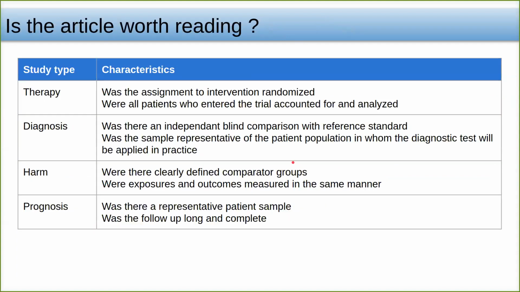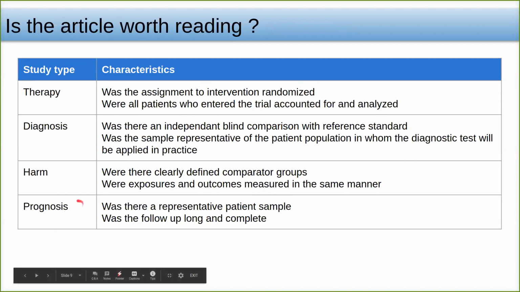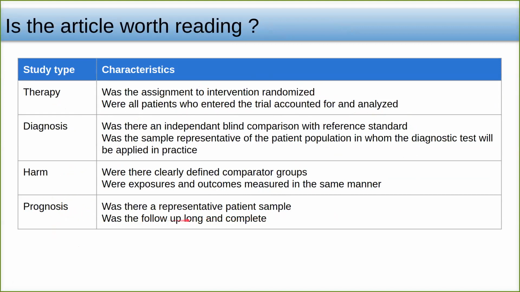There are a few other key things that you can see. For example, in therapeutic research, you can see whether the intervention was randomized and if all the patients who entered the trial were accounted for and analyzed. In diagnostic studies, you should basically see if there is an independent blind comparison that was done with the reference standard. Studies which relate to harm, usually observational studies, should have clearly defined comparator groups where exposures and outcomes were measured in the same way. And studies which deal with prognosis should have a long and complete follow-up with a representative patient sample.